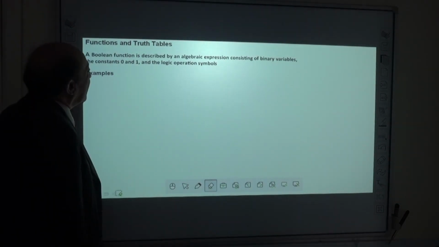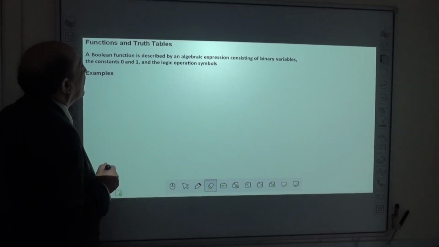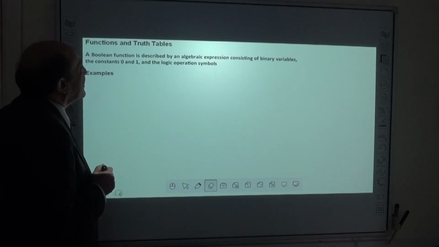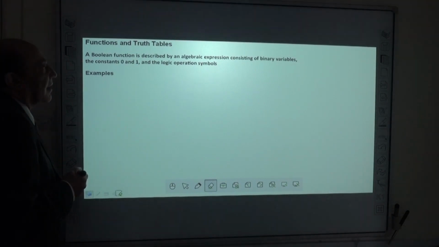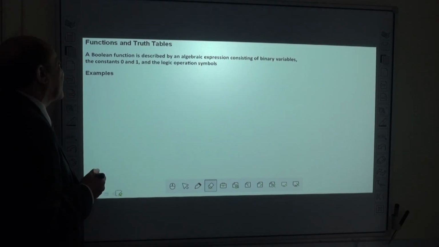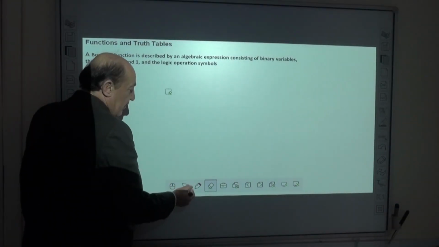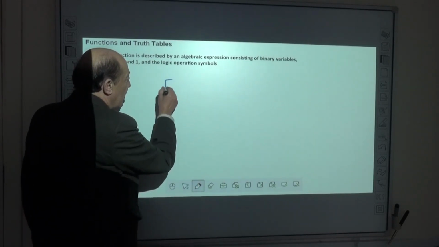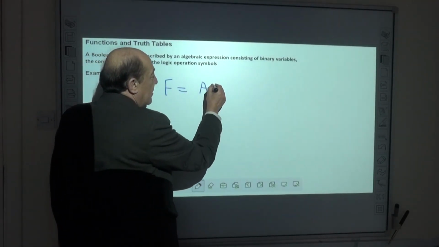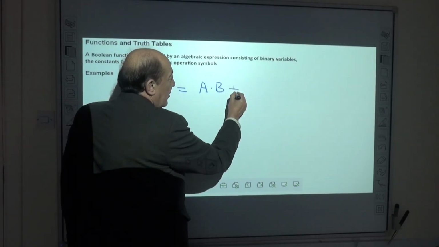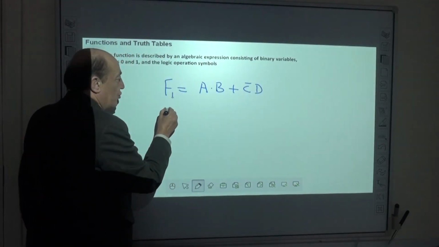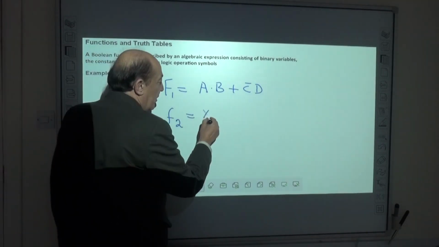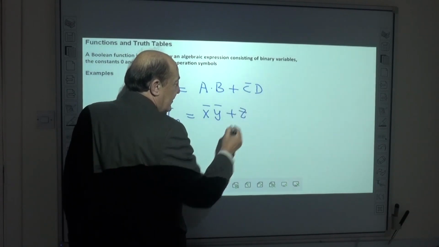Truth tables are tables with all states of the variables and the values of the functions for each state. A Boolean function is described by an algebraic expression consisting of binary variables, the constants 0 and 1, and the logic operation symbols. For example, we might have a function such as f equals a and b or not c d, or function 1, function 2, not x, not y or z.